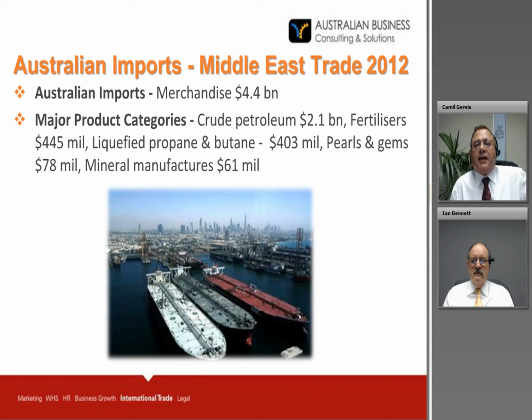As far as imports from that part of the world, the region, we imported last year about 4.4 billion. Most of it is, obviously, in petroleum and gas products. The surprising one is pearls and gems, where we imported about 70 or 80 million dollars worth of product.